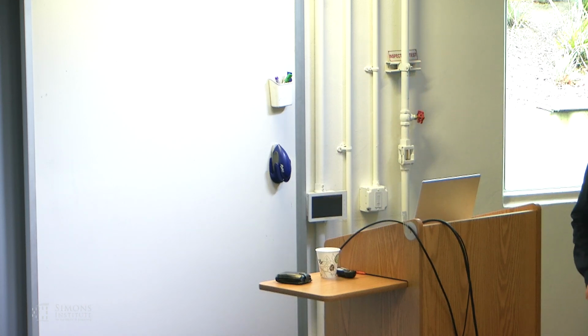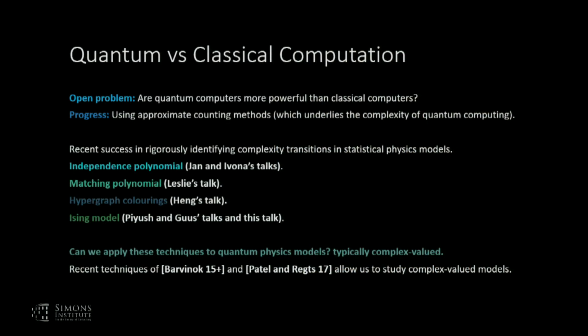Just to motivate this talk: the main problem in quantum computing, probably the most important problem, is whether quantum computers are more powerful than classical computers. I'd like to know this to know if I'm wasting my time or not. There's been a lot of success in using methods from approximate counting, which underlies a lot of quantum physics, as I'll describe in a few slides' time. There's been recent success in rigorously identifying complexity transitions in statistical physics models, which is the topic of most of this workshop. For example, the independence polynomial in Jan and Lovász's talk, the matching polynomial in Leslie's talk, hypergraph colorings in Heng's talk, and the Ising model in Pishu and Huss's talk, and I'll describe it in this talk as well.